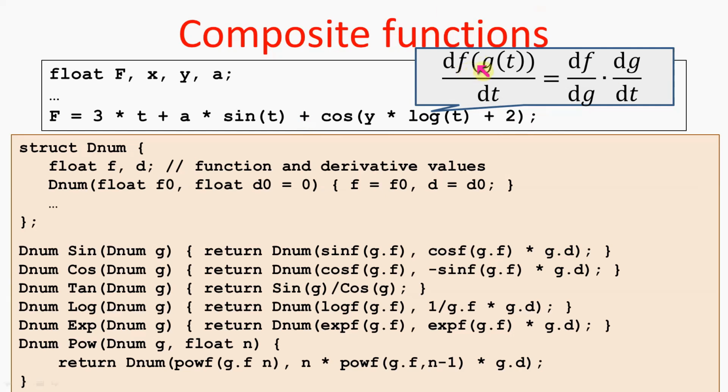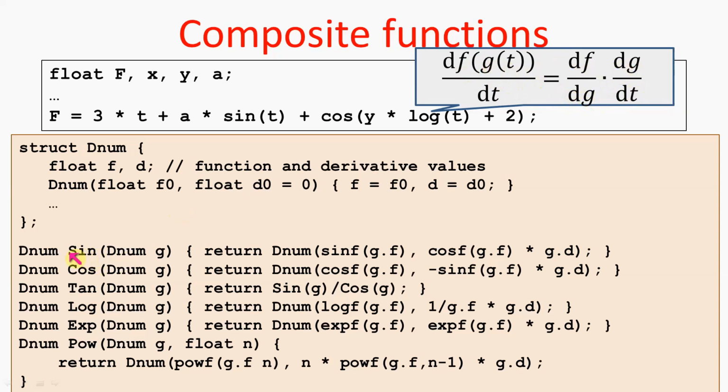So when f contains g of t and we want to obtain the derivative with respect to t, then the chain rule should be applied, which means that first we take the derivative of f with respect to its variable g, and the result is multiplied by the derivative of g with respect to t.